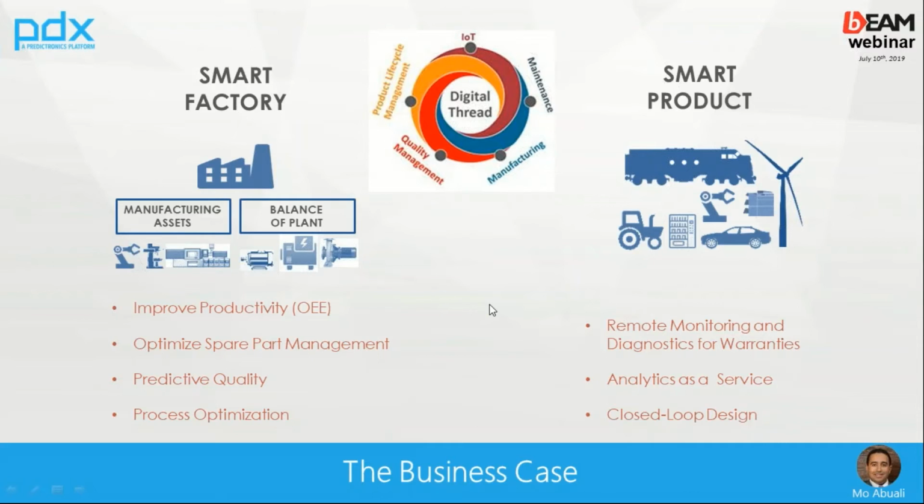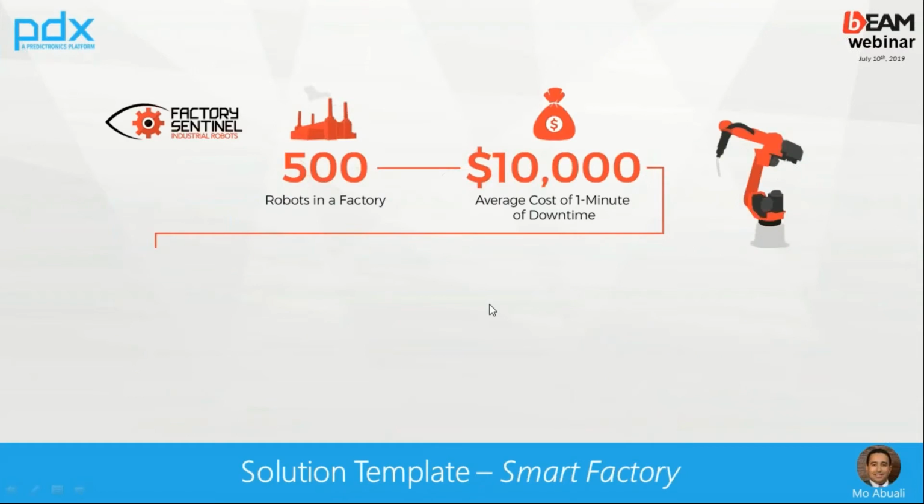So not only are we looking into manufacturing or the aftermarket service, but we're doing the whole digital thread of the product. We are actually sending data back to the designer so they can improve future generations or future designs of the product. Next slide, please. So I want to show two quick examples.